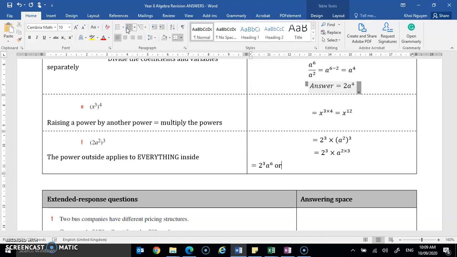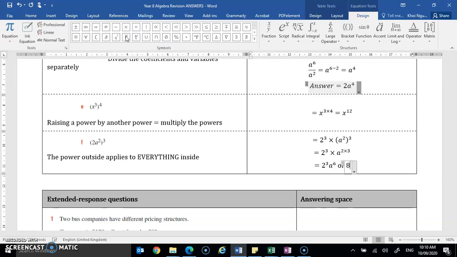But you can also work out what 2 to the power of 3 is. If you put this into a calculator, or do it in your head, 2 to the power of 3 is 2 times 2 times 2. 2 times 2 is 4, times another 2 is 8. So 2 to the power of 3 is 2 multiplied by itself 3 times. That's going to give you 8. And our answer is 8a to the power of 6.